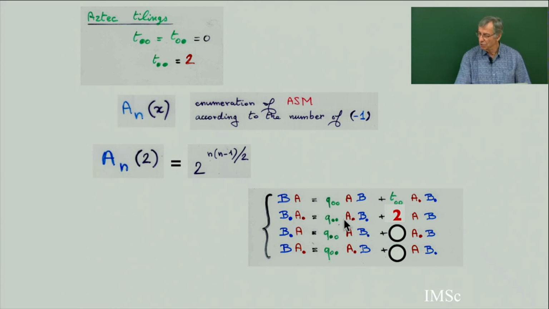From this, there are 2 systems of equations, and it means that if you put a 2 in the polynomial A_n of x, which enumerates alternating sign matrices according to the number of -1, then A_n of 2 is exactly the same as the number of rhombus tilings of the Aztec diagram, which is this formula. I don't give a proof of this here. You can go back to the class 2 years ago where I gave a complete proof of this formula using only bijections, a bijective proof, only determinants. There is no calculus of determinants in this bijective proof.